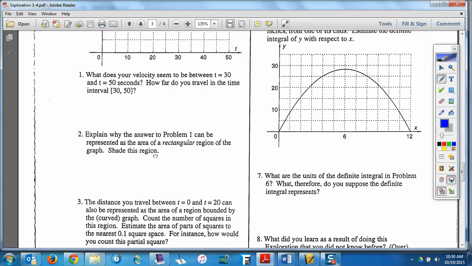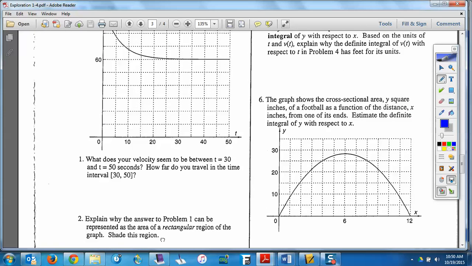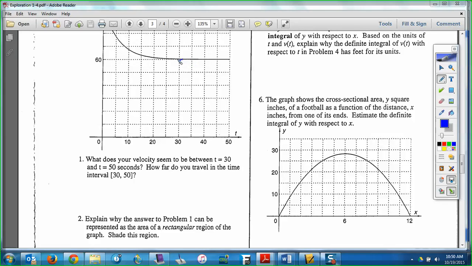All right, so now you go down to the next question, and it says, explain why that answer can be represented as the area of a rectangular region. Isn't this 60 feet per second times 20 seconds? Isn't it the area underneath this velocity curve? Isn't that 1,200? It absolutely is.